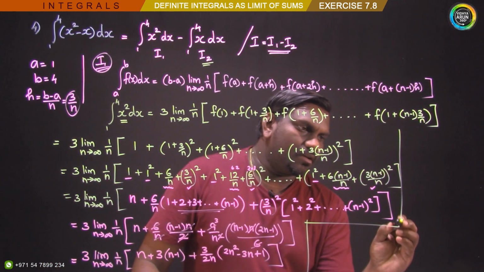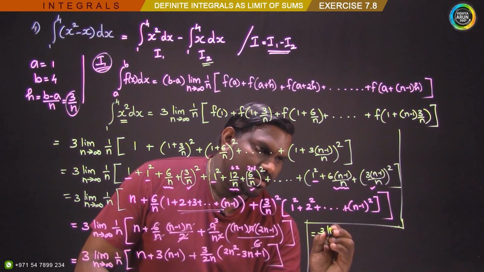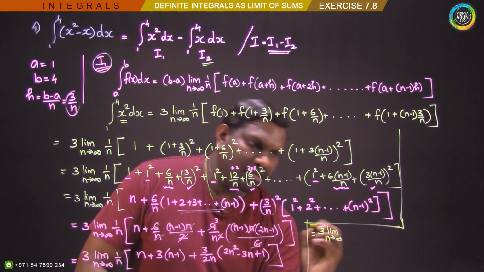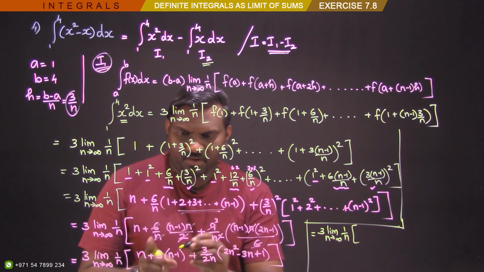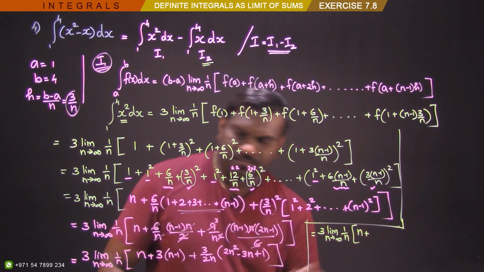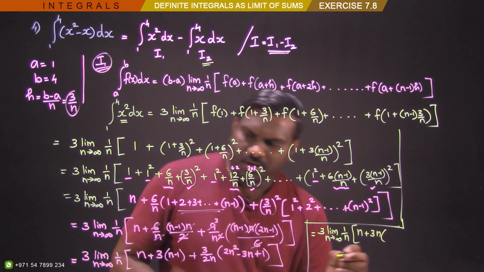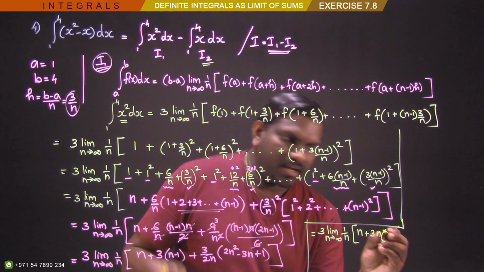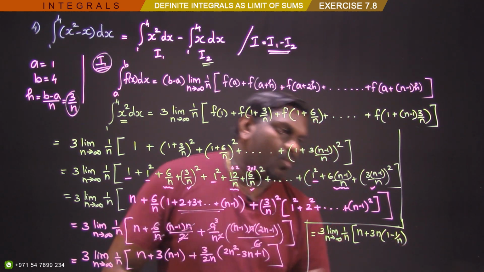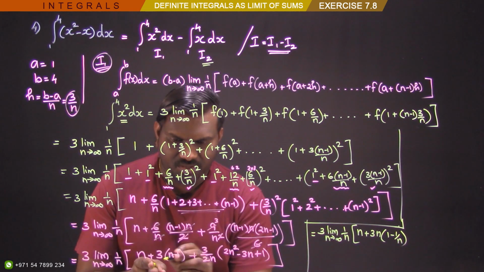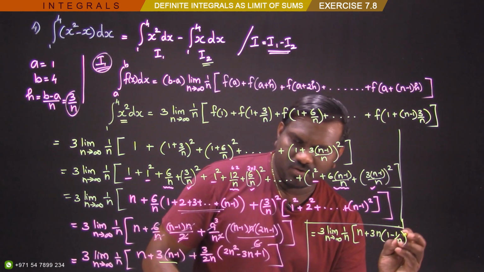So what I will be getting here is 3 limit n tending to infinity 1 by n is there, right? And then over here n is there, first term. Second one, I am taking out an n, and when I take an n outside, it will be 1 minus 1 by n, right, from this term. And from here, if I take again an n square out, what will be?